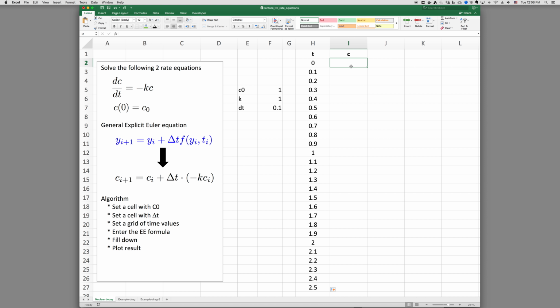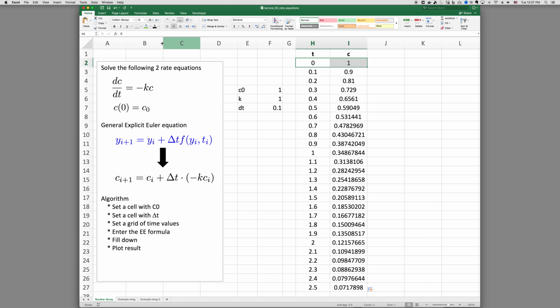Now for c, the first value is the initial condition, and all subsequent values are computed using this explicit Euler formula. So the next value is equal to the previous value plus dt, lock the cell, times minus k, lock that cell, times c previous. And we can fill that down.